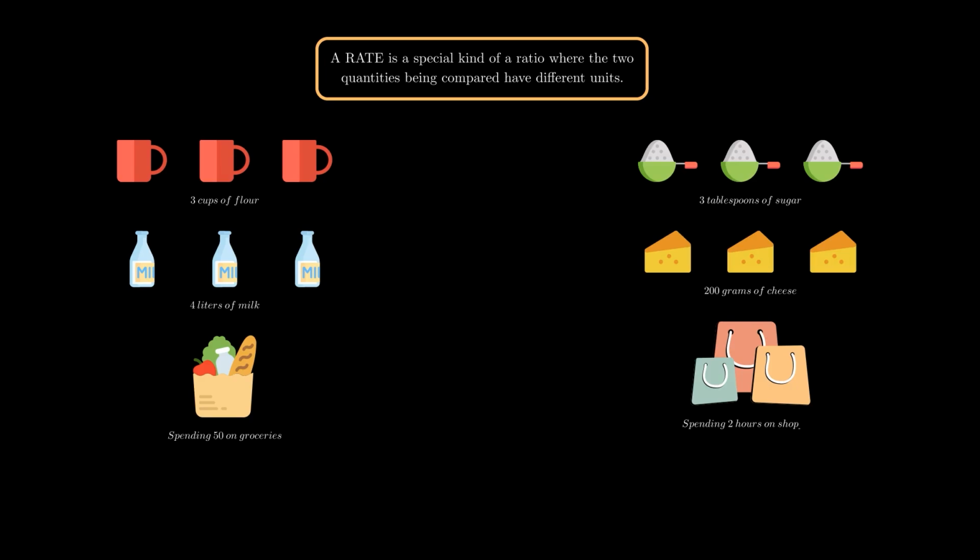Unit rates are very useful in everyday life. They help us compare prices, speed, or other quantities by standardizing the comparison to 1 unit. You always want to know how much you are getting for 1 unit of something. So let's look at an example to understand this better. A car can travel 300 miles on 15 gallons of gasoline. What is the unit rate per gallon of gasoline?